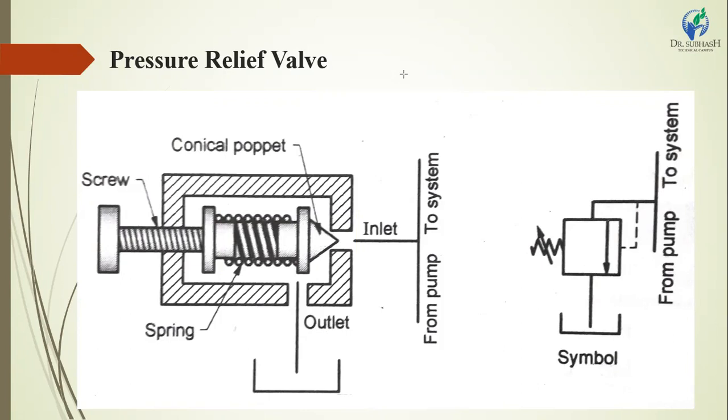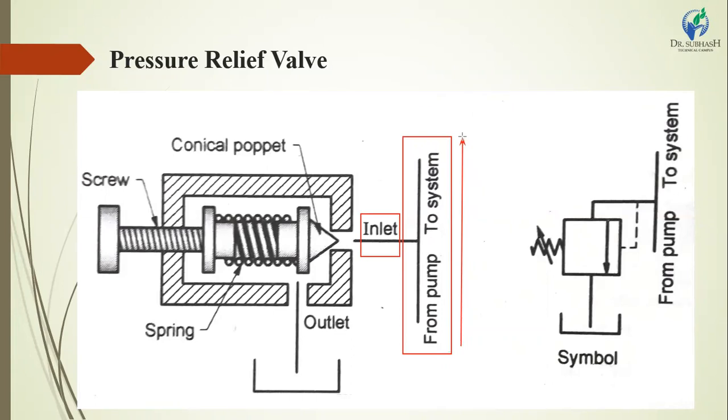If the pressure inside the system increases above the preset level, this valve opens to release the working fluid back to the reservoir tank so that the system pressure comes to normal. When the working fluid comes from this line and pump and enters the inlet side of this pressure relief valve, and the system pressure increases above the preset level, that also creates force inside the pressure relief valve.